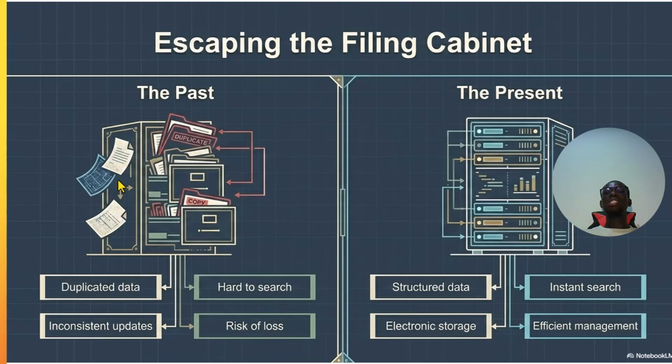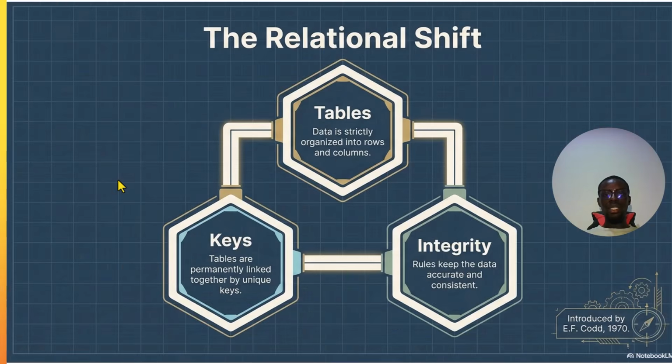But now that we are learning about database, which is an electronic storage, we can what? Have structured data, because with this there is an instant search and then efficient management. All these things come into play with the help of certain things, such as the tables, the keys, and then what? Integrity, which helps us get the concept of relational database. If you say a relational database, what it simply means is that it's just a table which has keys and then rules governing it.